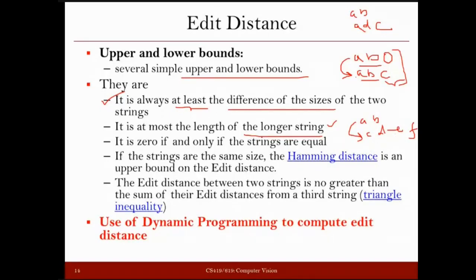So if there's no common portion in the two given strings, then you will get the case where you'll find the maximum distance, and that maximum distance actually defines the upper bound, and that comes out to be equal to the length of the longer string. Okay, and I think this is very trivial to see. And the distance is 0 if and only if the strings are equal. The two strings will have 0 distance only when they are equal.